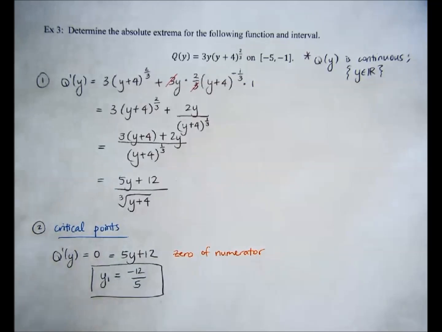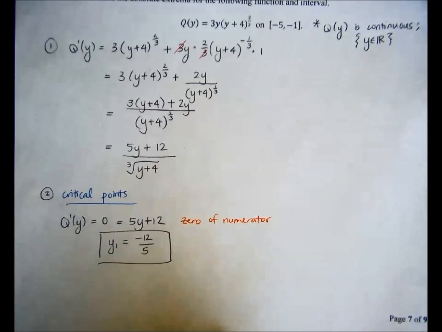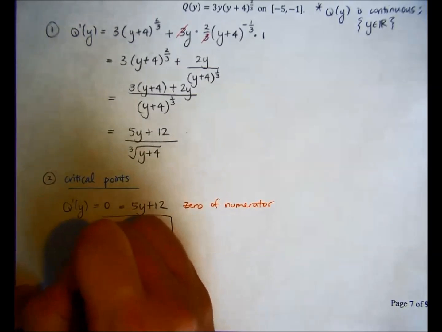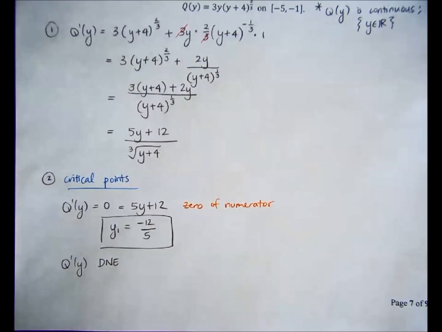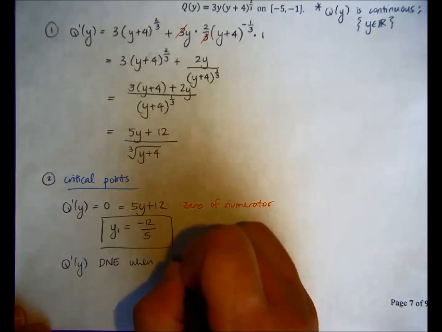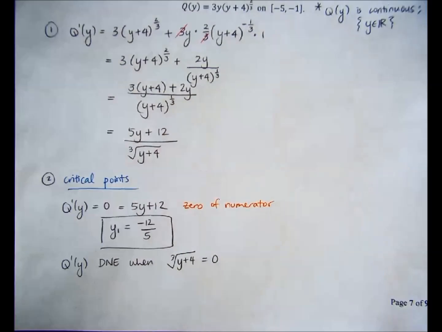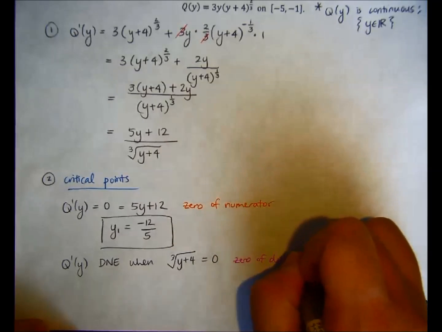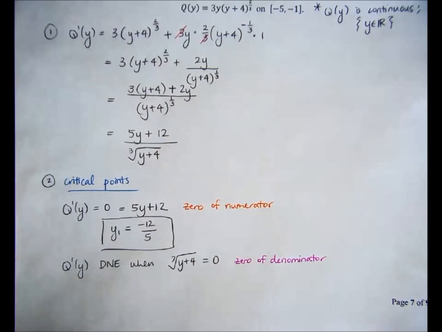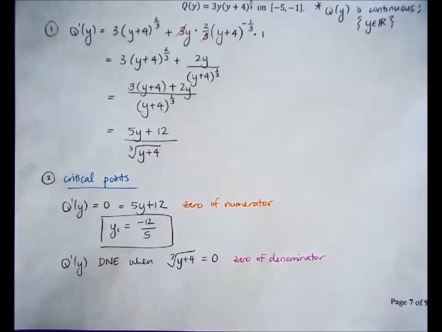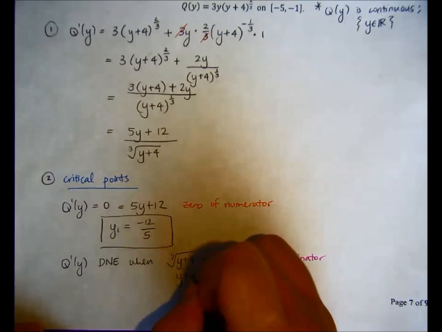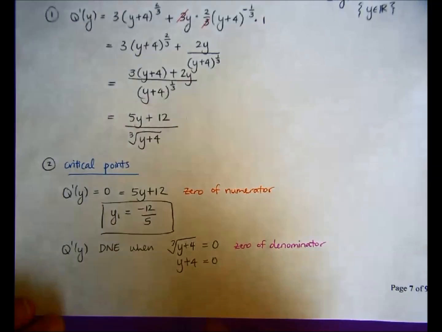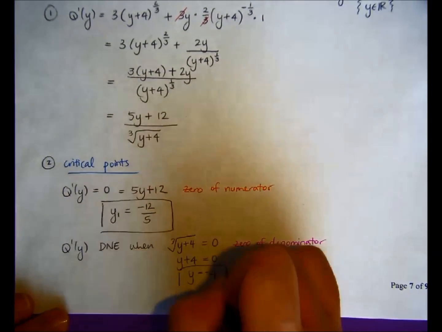Now, my second critical point type, if you remember, is when the derivative does not exist. And that happens when the cube root of (y plus 4) is equal to 0. So this time, we would be looking for the zero of the denominator. Right? Because if the denominator of a function is 0, then the overall function becomes undefined, which means that it doesn't exist. So the cube root of (y plus 4) equals 0. You can cube both sides, so y plus 4 would equal 0 cubed, which is 0. And then you get y equals negative 4. This is your second critical point.